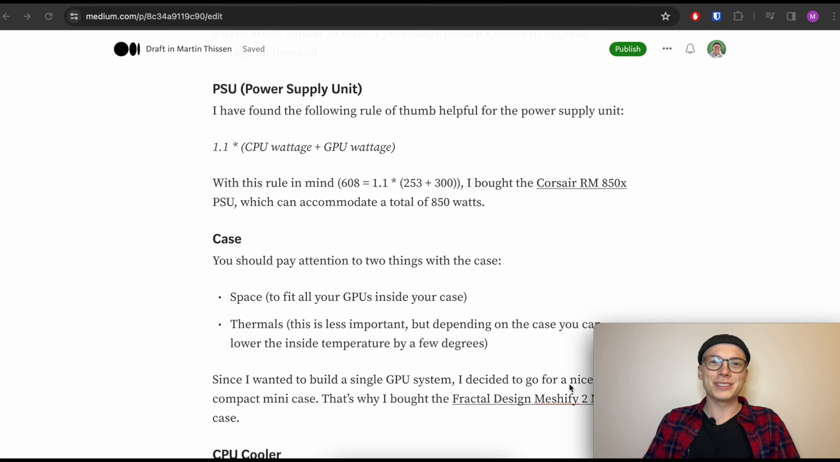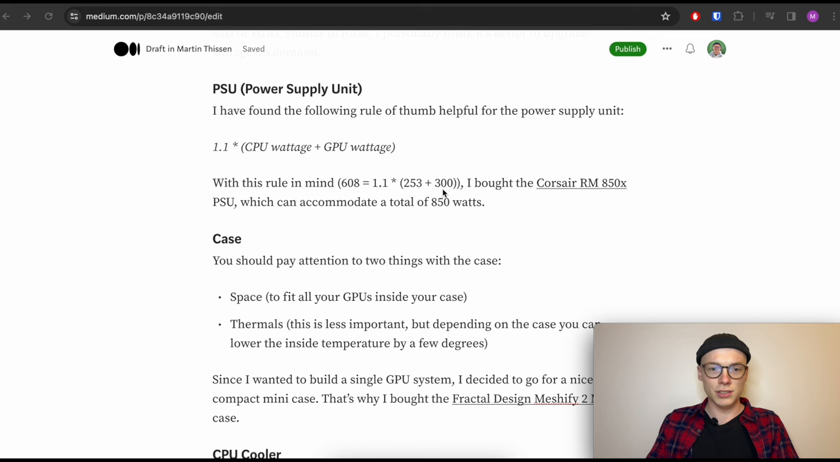To run all the components, we need power. And for that, we need a power supply unit, or PSU for short. There's actually not much to say. I found a really nice rule of thumb, which is helpful to find the perfect PSU for your purposes. And this is 1.1 times the CPU wattage needed plus the GPU wattage needed. For example, for my use case, the CPU needs a max wattage of 253 and the GPU a max wattage of 300.